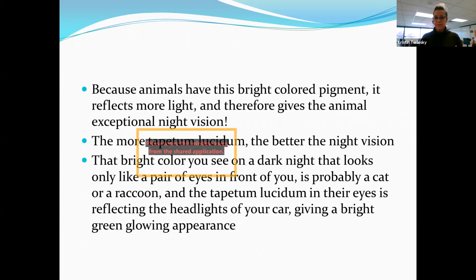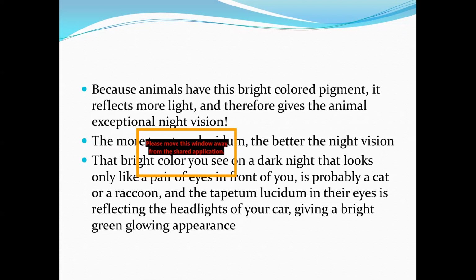We don't have that tapetum lucidum, but what do you guys see sometimes in people's eyeballs when you take pictures? What color do their eyeballs come out? Red. Red, yes. So that throws off, the nigrum throws off more of the red color.